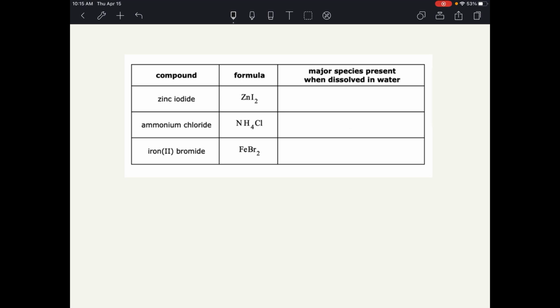So in order to answer this problem, we need to have in mind 2 things, that we have ionic compounds and we also have covalent compounds.